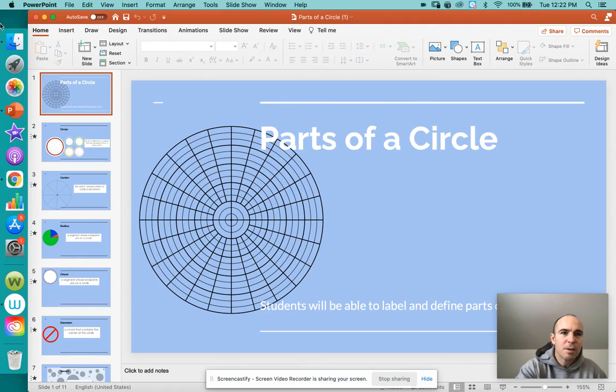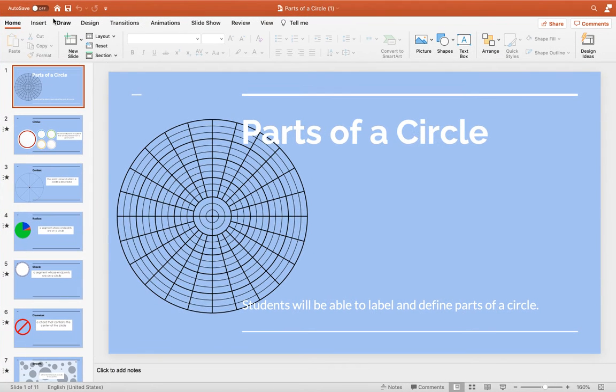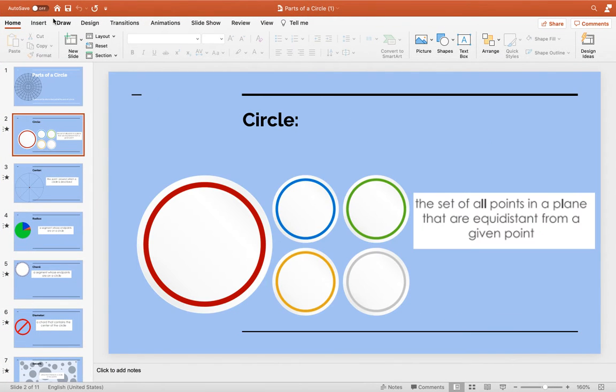Hey, you guys, today we are going to talk about circle vocabulary, all the different parts of a circle. So here we go. So let's get into it. First of all, what is a circle? A circle is a set of all points in a plane that are equidistant from a given point.